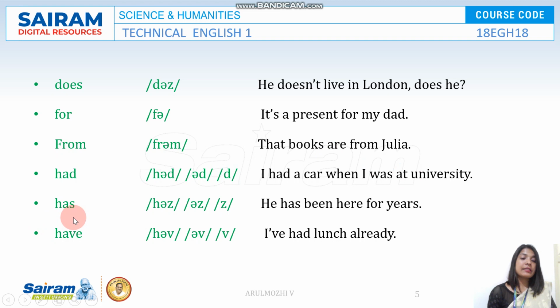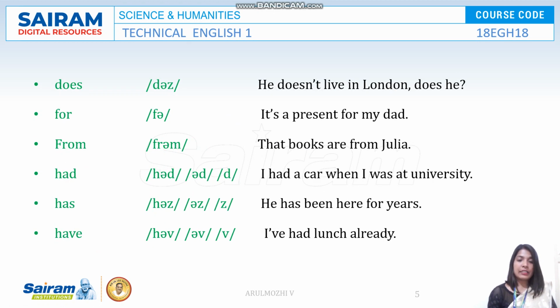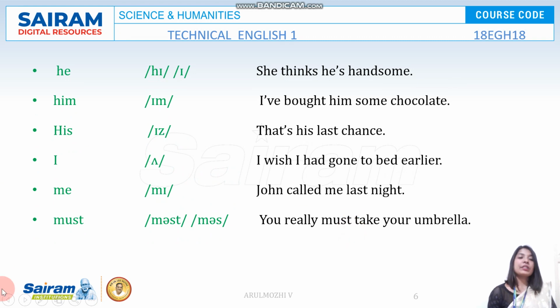Next one. Has becomes either həz, əz, or z. He's been here for years. He's been here for years. Next one. Have becomes əv. Most of the times, əv. As we saw in the previous sentence. I've had lunch yesterday. I had lunch yesterday. Next one. He becomes hi or i. For example, she thinks he is handsome. He is, instead of he, it becomes i.